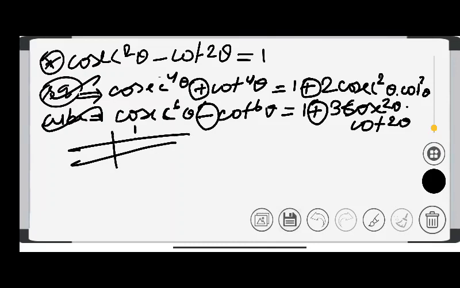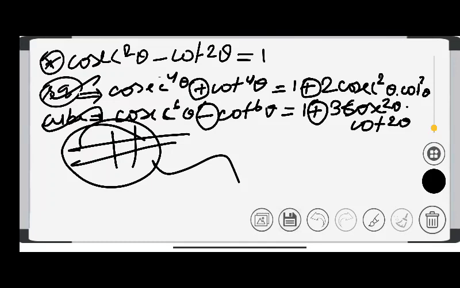So let's start with something new. We get bored with this, so let's start with new things. If you have remembered the trigonometric ratio table, did you remember all of that?